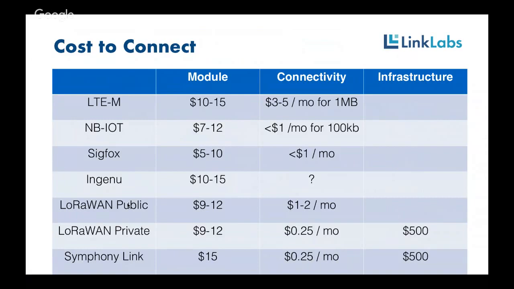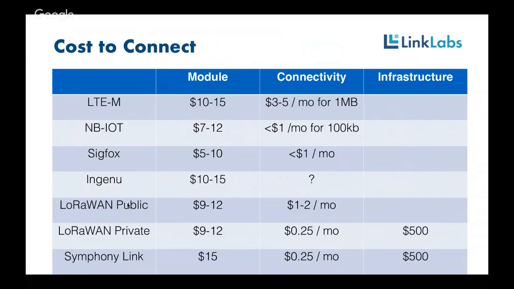I've got LoRaWAN on here twice because there are really two different models for LoRaWAN. One is the public infrastructure where you're connecting to a Comcast or a Senet, or if you're in Europe, there are a lot of LoRaWAN network operators, Orange and others. Modules for LoRaWAN, from Microchip or Murata, might be in the $8 to $9 range. And connectivity, again, it varies. Orange has some pretty interesting pricing on their website around the number of messages you can send, the amount of downlink messages you can send. So it varies. $1 to $2 a month, I think, is pretty fair.